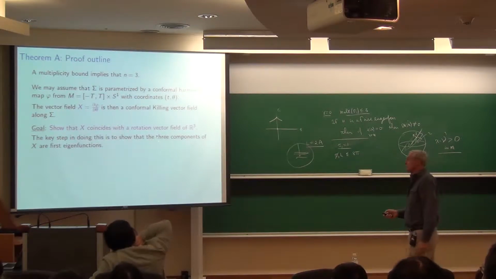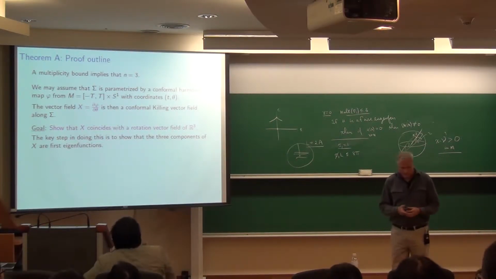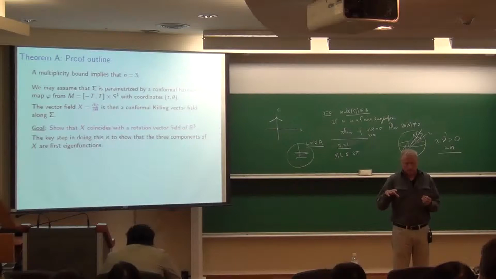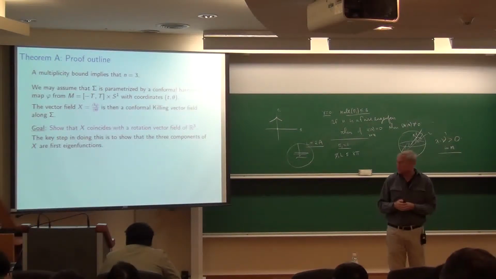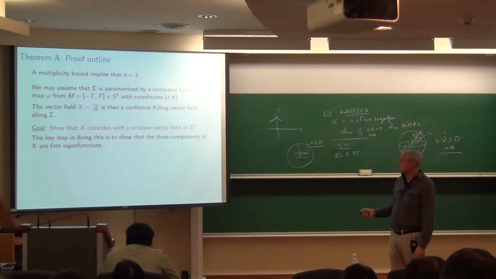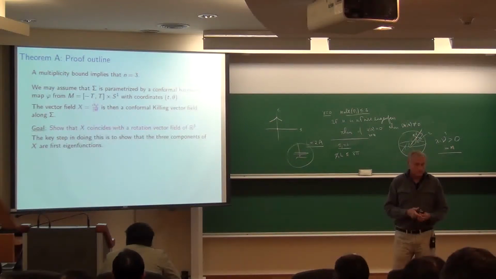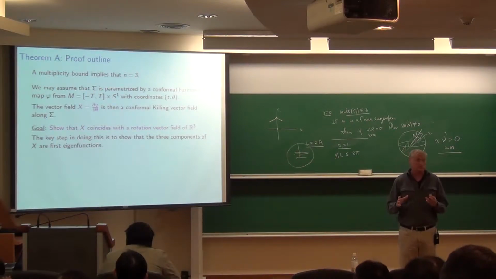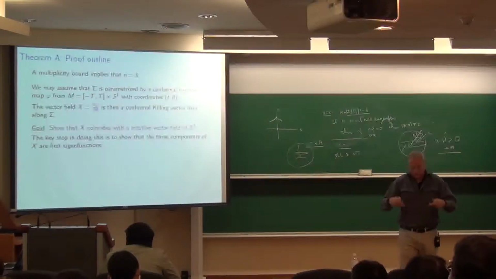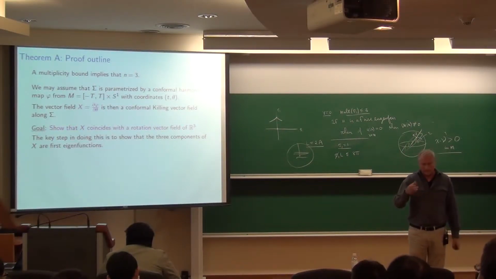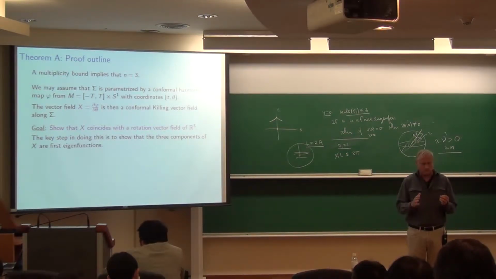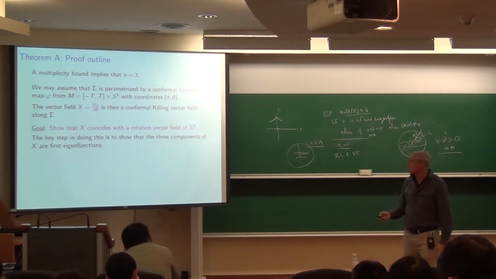And the key step for doing that is to show that the three components of X, so X is just a vector field in R^3, so its components X1, X2, X3, are first eigenfunctions. If they're first eigenfunctions, then they're linear functions. Once they're linear functions, it's not very hard to see that the vector fields are actually rotations. So the rotation fields are like x1 ∂/∂x2 minus x2 ∂/∂x1. So the coefficients are linear. They're functions of coordinates.